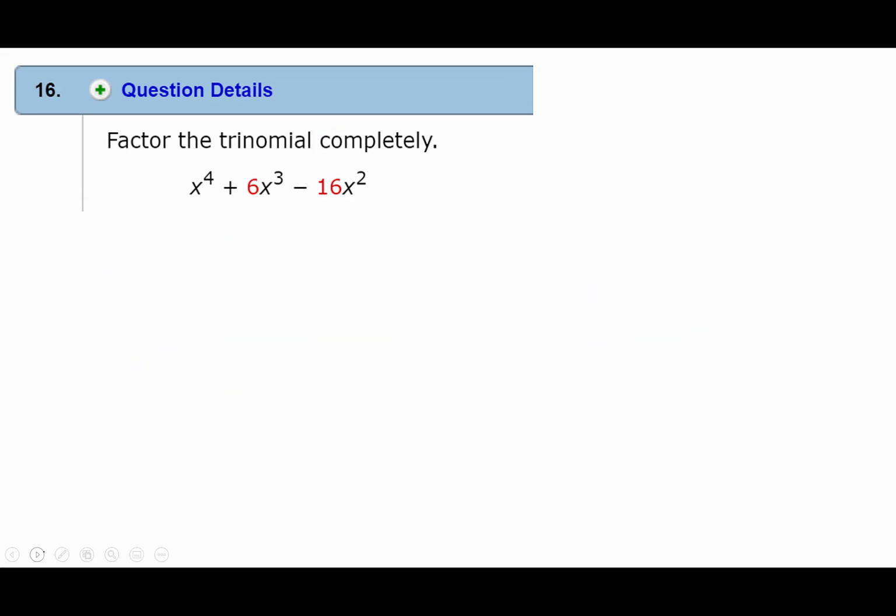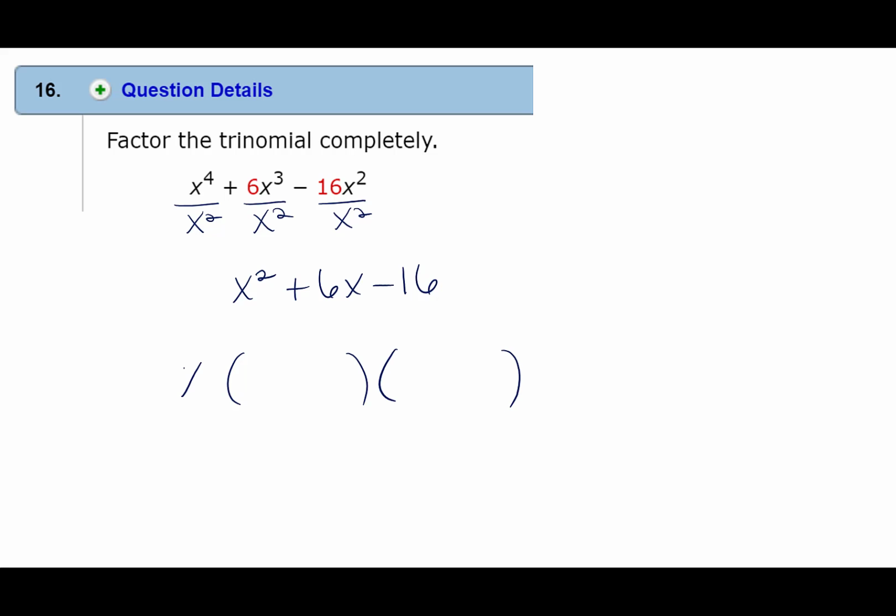Okay, this is another one that says factor completely. The first thing I want you to notice is that the exponents are a lot bigger than what we have talked about in class. That could be tricky, but that's going to be part of our greatest common factor. And so we can actually factor x squared from each of these first, and then you'll see that it's just a regular trinomial. This will be x squared plus 6x minus 16. Again, for your answer, draw the two parentheses. Don't forget to put the x squared out in front of the first parentheses. So we'll put an x and an x. Now we're just factoring that trinomial.